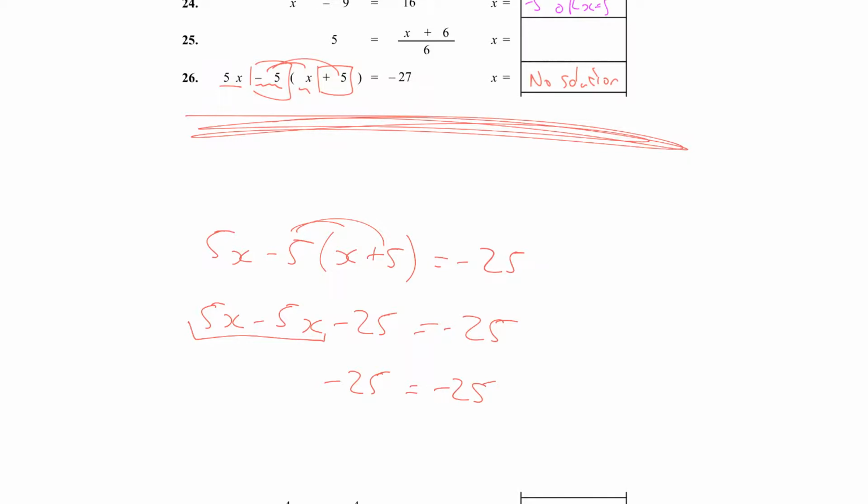Because if we put x equals 1, and I'll leave this for you to check if you want, then you've got 5 times 1 is 5, minus 5 times 6 is minus 30, gives you minus 25. If you put x equals 2, the equation works. If you put x equals 3, the equation works. In other words, it doesn't matter what x is, it's always going to work. So you can say, well, this here is true for all x. Doesn't matter what you've got.